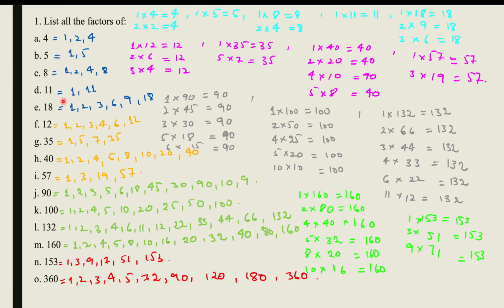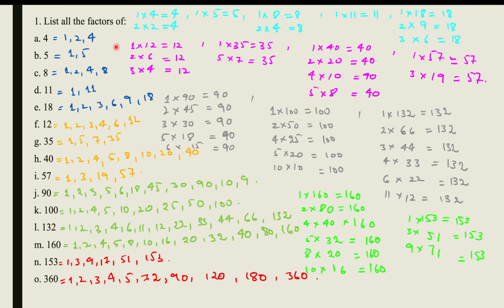Now coming to the question, we are asked to list all the factors of the given numbers. For 4, we have 3 factors. 1, 2, and 4 are the numbers that completely divide 4 without leaving a remainder. So 1 multiplied by 4 is equal to 4, and 2 multiplied by 2 is equal to 4. So 4, 2, and 1 are the factors of 4. 5 being a prime number has only 2 factors, 1 and 5.